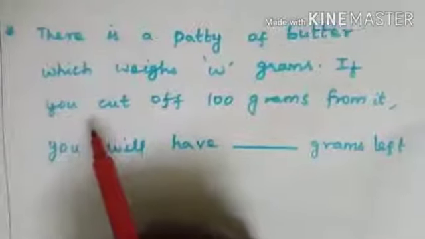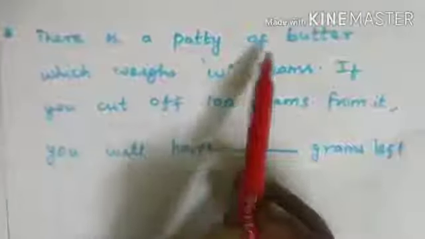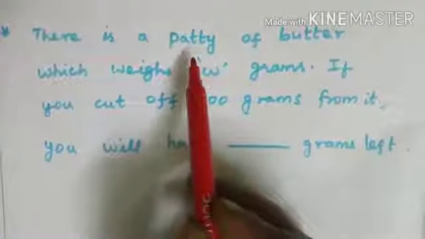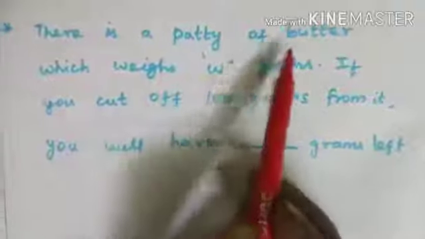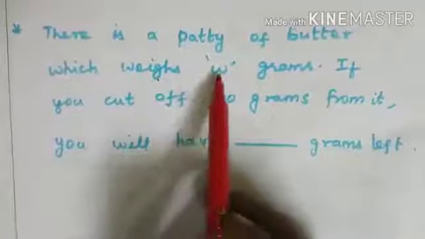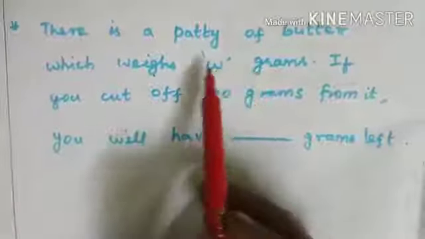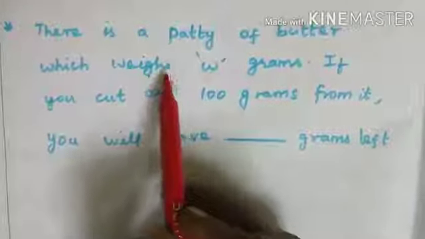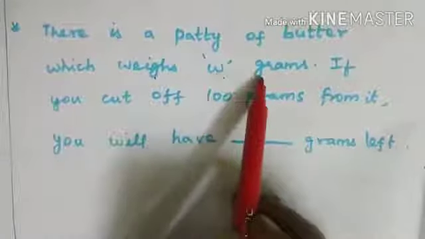The next question, you see, that is the next example. There is a pot of butter which weighs W grams. Patty means it is a small pot, okay? So there is a pot of butter and the weight is W grams.